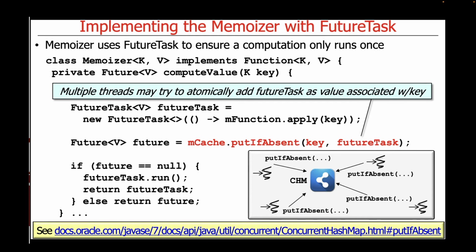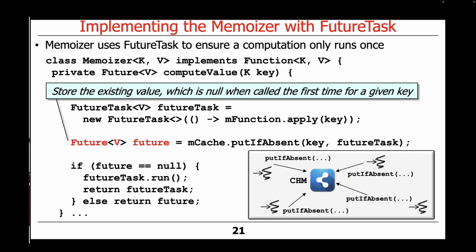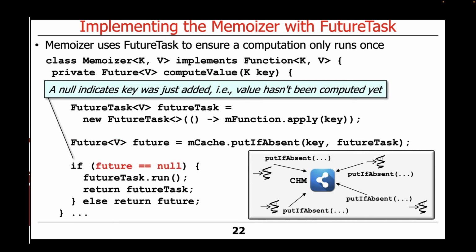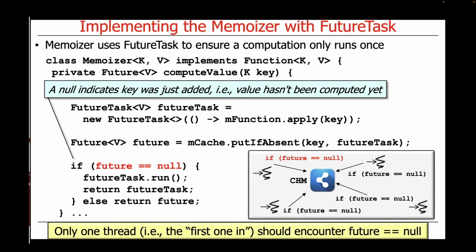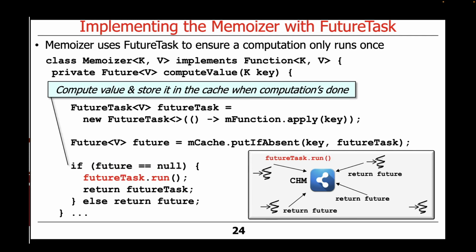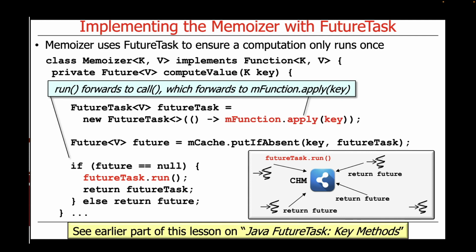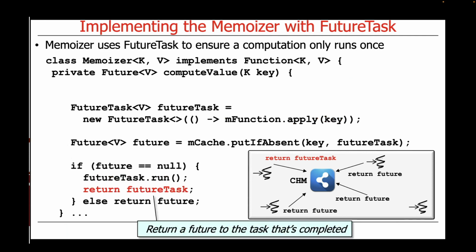So it does PutIfAbsent. And what that says is, if it's the first thread in, then it will put the future task in the map under this key, but it'll return null, because the previous value is null, but only for the first thread in. The other threads will get a non-null. So if the future equals null, that means we're the first thread in. We then go ahead and call run on the future task. So this particular task will run. The other threads are blocked. And then we go ahead and return the future task.